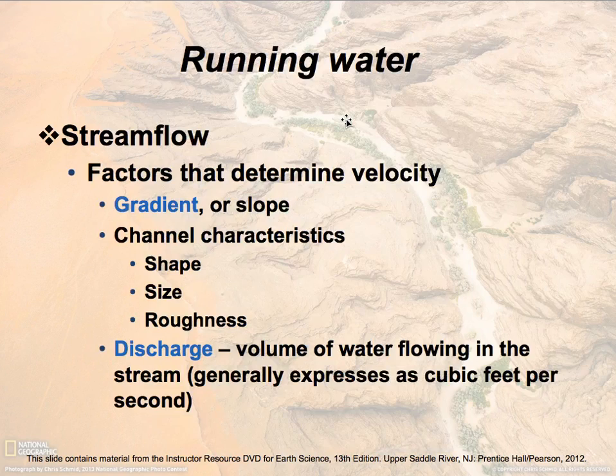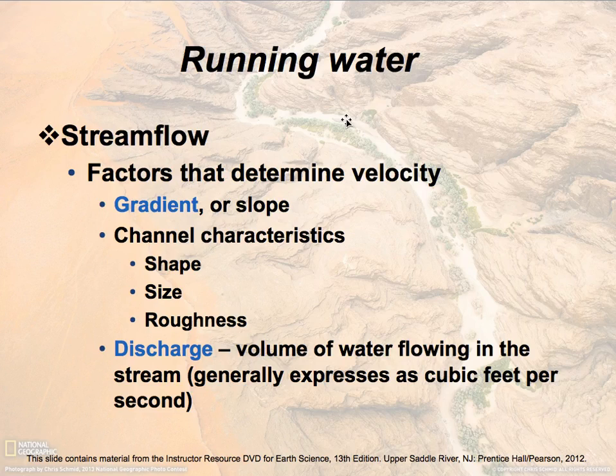Stream flow is how scientists describe the movement of water over the Earth's surface. Stream flow is characterized by velocity, discharge, which is volume, and gradient. So factors that determine velocity are the gradient of a stream, that is how steep it is.